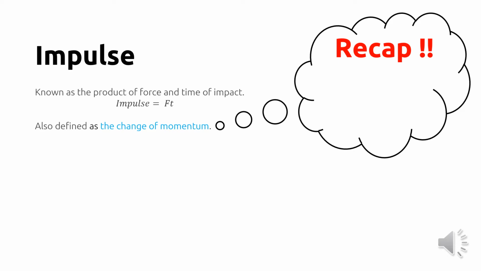Let's recap. Momentum is P. It is defined as the product of mass and velocity. This is the formula of momentum. P is equal to mv, where m is mass and v is velocity.